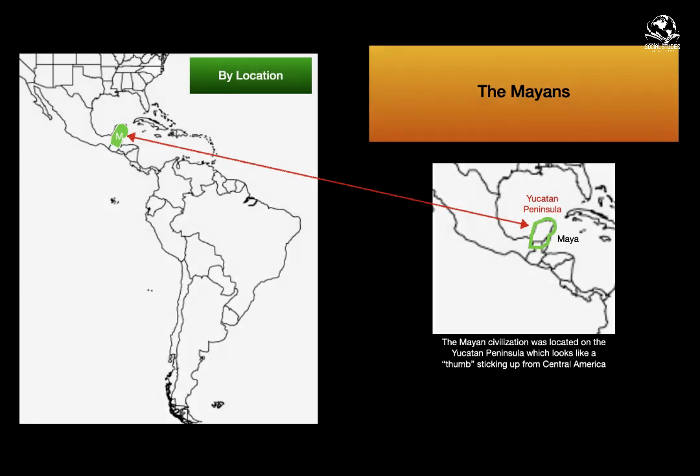So here we have the Mayans. As I just said, they're the first ones we're going to be talking about, and they're on the Yucatan Peninsula. You can see the little cutout, and it's highlighted in green. The Mayan civilization was located on the Yucatan Peninsula, which looks like a thumb sticking up from Central America. That's an easy way to find it.